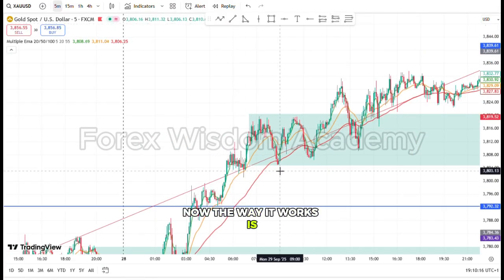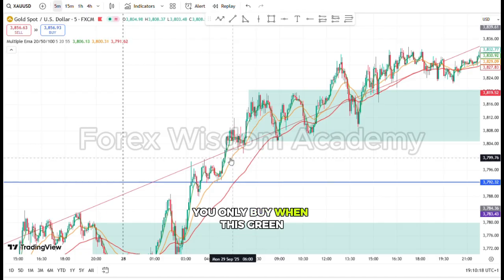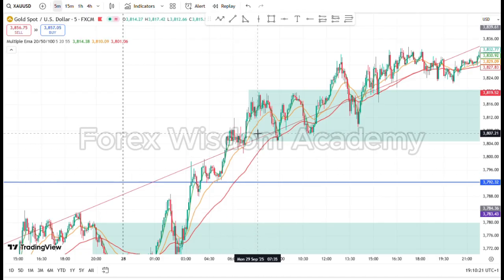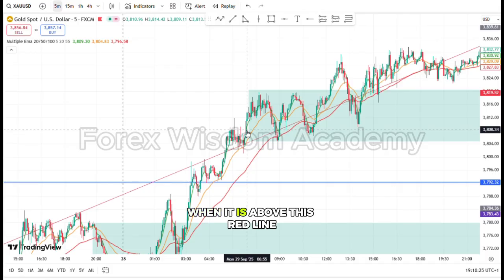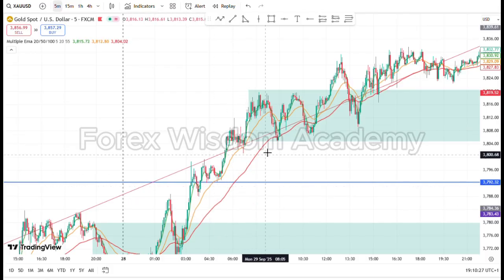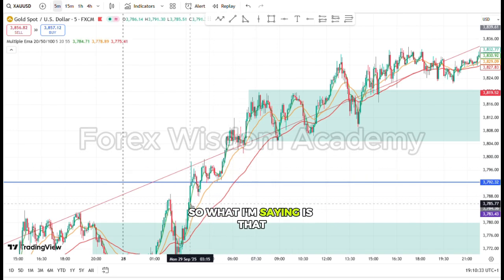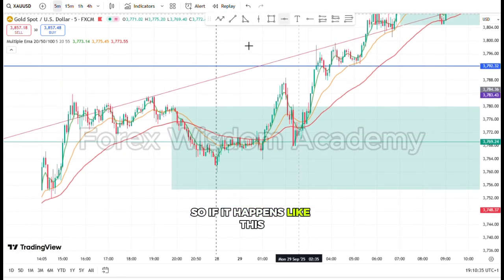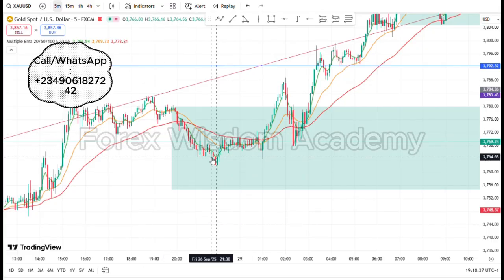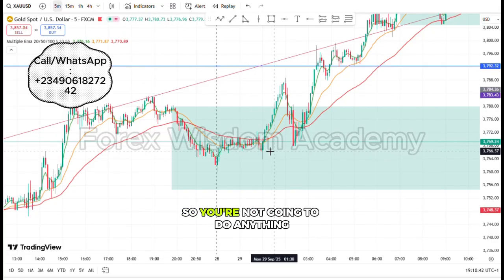Now the way it works is this: you only buy when the green crosses above yellow, when it is above this red line. So if it happens like this, now look, the green crosses above yellow, but it is below the red line, so you're not going to do anything.